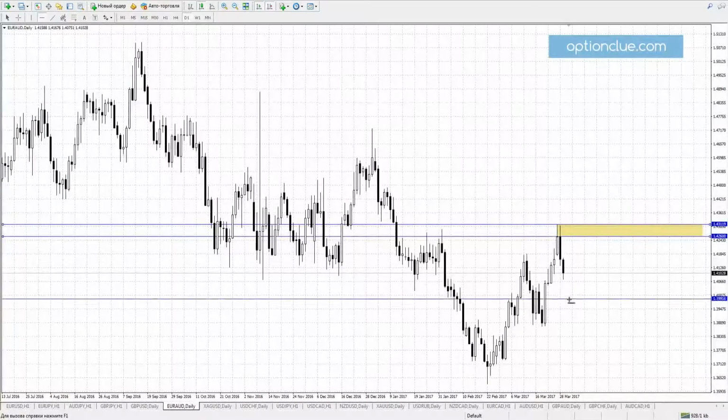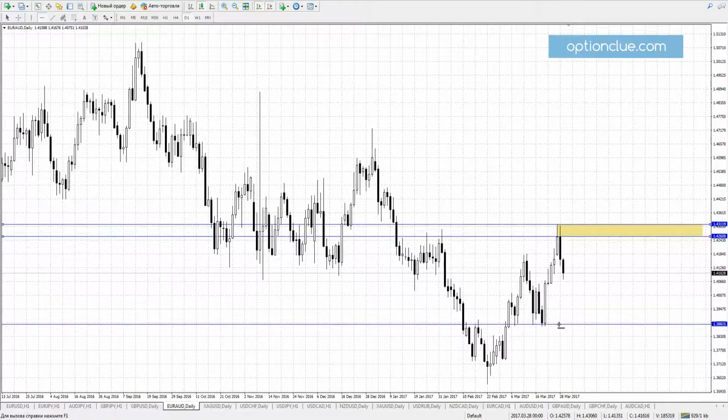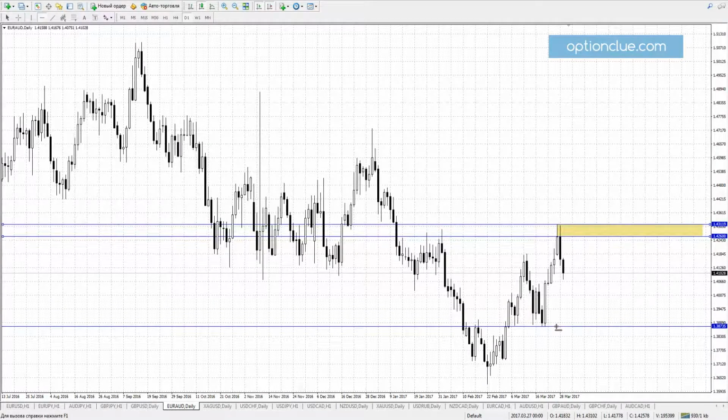Similarly, we are plotting the borders of this level. 1.3874 is the border along the shadow, 1.3887 is the border along the borders of the candles, and we paint out this level by a color rectangle. So we have plotted 2 levels, the nearest resistance and support levels. The support level is the level of the first type, where there are 2 bearish and 2 bullish candles. The resistance level is more complicated, but here we can visually see the market reversal. There is a bullish movement that was overlapped by 2 candles.